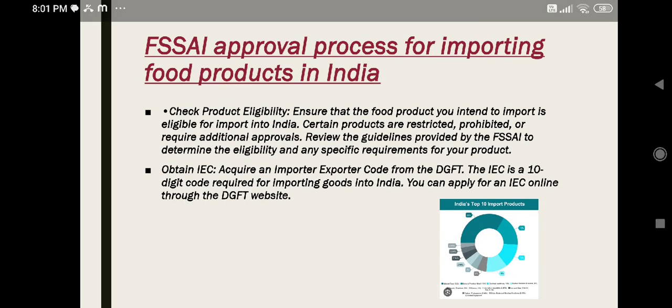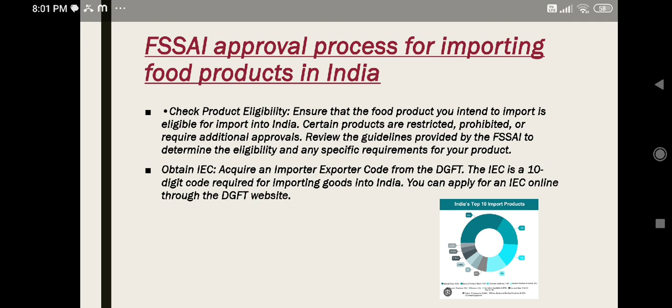FSSAI approval process for importing food products in India. Check product eligibility. Ensure that the product that you intend to import is eligible for import into India. Certain products are restricted, prohibited, or require additional approvals. Review the guidelines provided by the FSSAI to determine the eligibility and any specific requirements for your product.